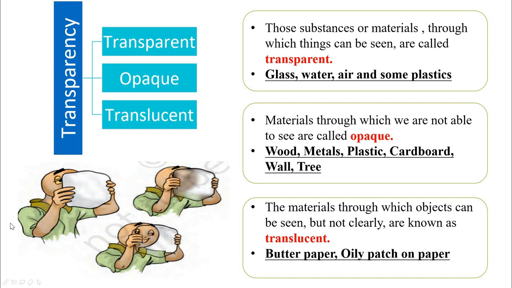Now look at this picture given here. This is a transparent object because the boy here is capable of seeing on the other side of this object. Now this is an opaque object, like we have given the examples here, that wood, plastic or cardboard, because the boy here is not capable of seeing the other side of this object. Now this is a translucent object because the boy can see partially through it.